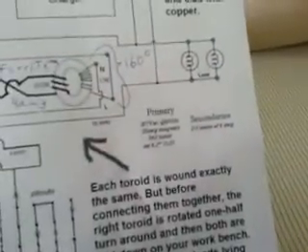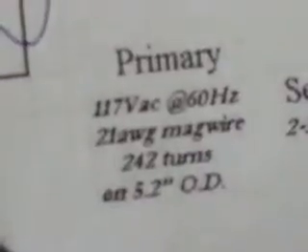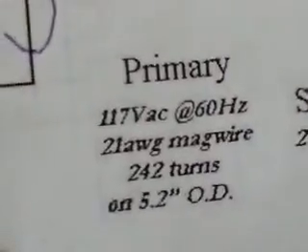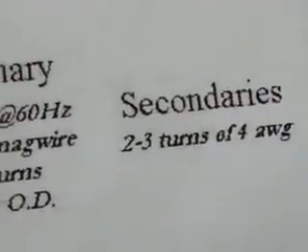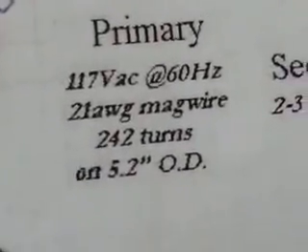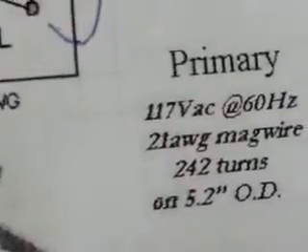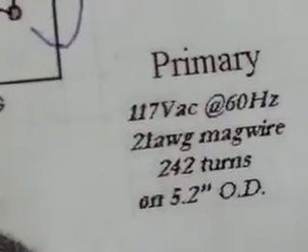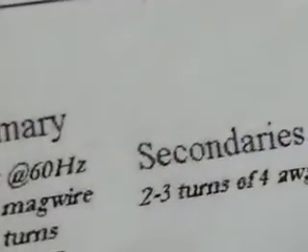Okay, let's try doing it this way. 242 turns versus 2.5 turns. And the secondary is, well, it says 2 to 3, but that means 2.5 basically. So if we double it to 5 versus 484, 484 is nearly 500 turns. So 500 to 5 is 100 to 1.